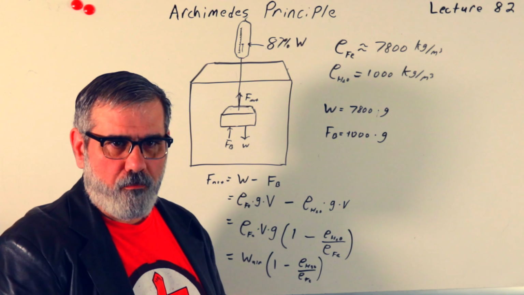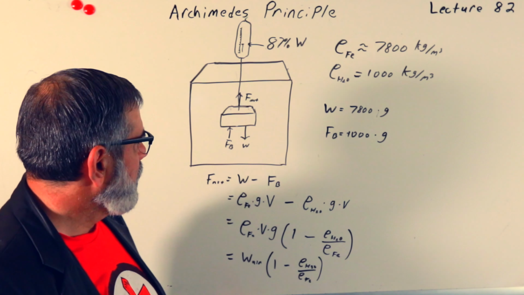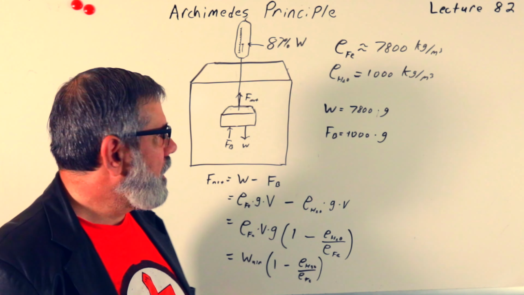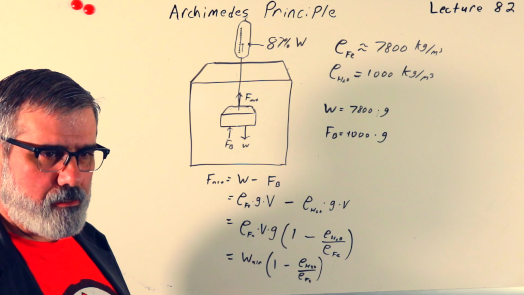Okay? So if it was a 1 kilogram block of iron, when I suspend it in the liquid, instead of having 1 kilogram times G, I'll have 0.87 kilograms times G. Okay? So it'll feel lighter. Does that make sense?